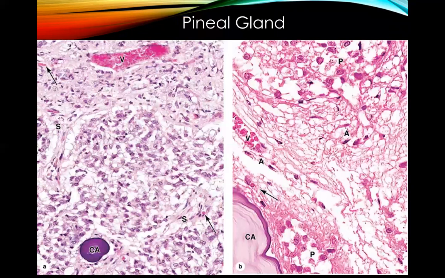Okay, what does it look like? This is the pineal gland. This is taken from Junqueira. The one that is labeled as CA right here is our corpora amylacea or your brain sands. Another picture showing you your corpora arenacea, and the one that is labeled as P here are actually your pinealocytes or your parenchyma of the pineal gland.